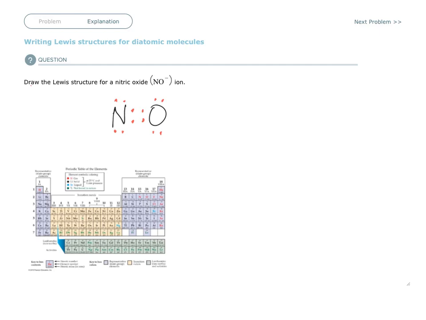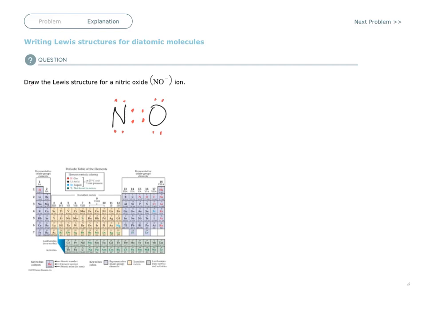Now, let's see if it works. Both of these double bonds are working for both atoms. This double bond is counting for nitrogen, and this double bond is counting for nitrogen. So for nitrogen I've got 1, 2, 3, 4 pairs. That's 8. That's an octet. And then for oxygen, I have 1, 2, 3, 4 pairs. That's 8. That's an octet. So this one is the correct structure.